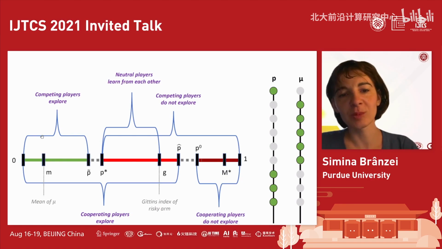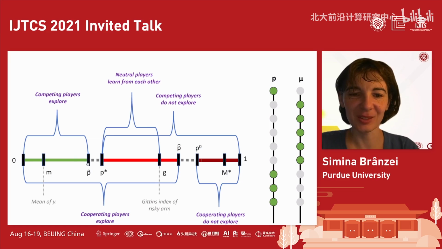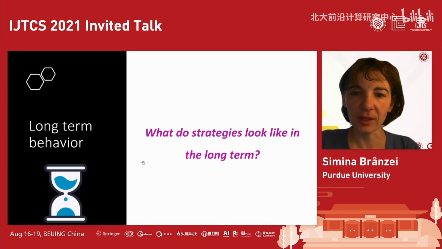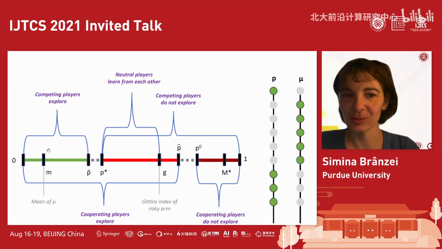Okay, so this is a more complete picture which has all the thresholds. So now there is the kind of bright red region from p* to g, where neutral players learn from each other. Okay, are there any questions at this point?